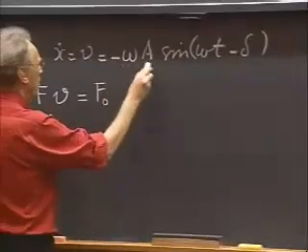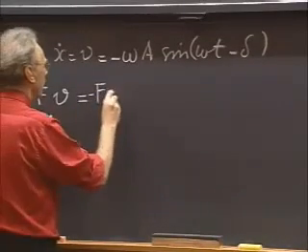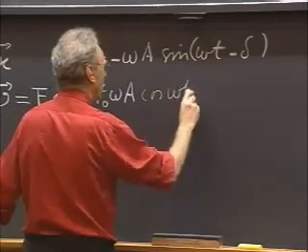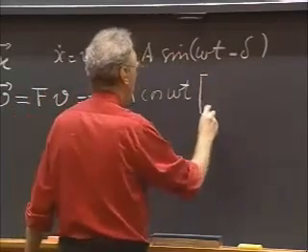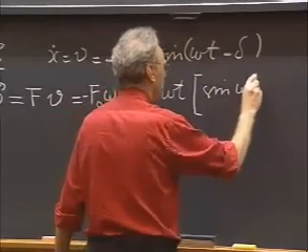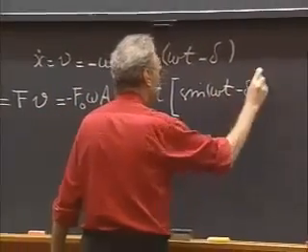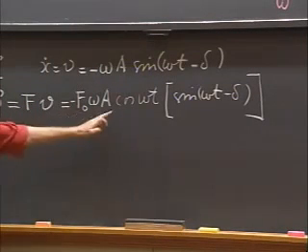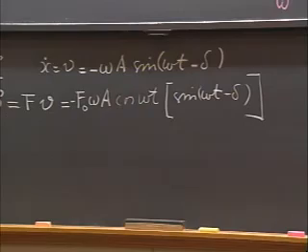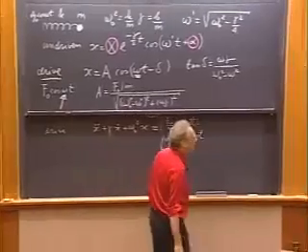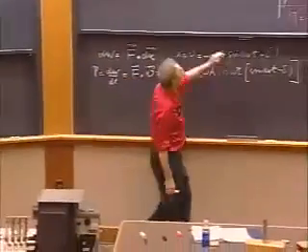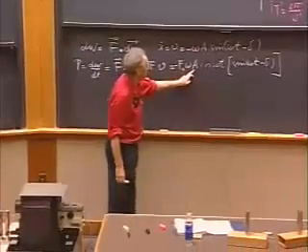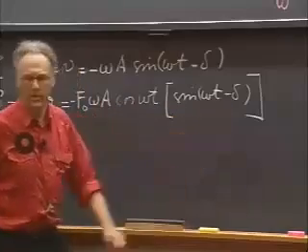F0 cosine omega t, but I'm going to put these in also now. So I get omega A, and then I put in the cosine omega t, and now I'm going to put in this one, the sine of omega t minus delta. So take a deep breath. F0 cosine omega t is the force. See that there? And the velocity has been derived from the first derivative of the steady state solution. Gives me a minus omega A sine of omega t minus delta.